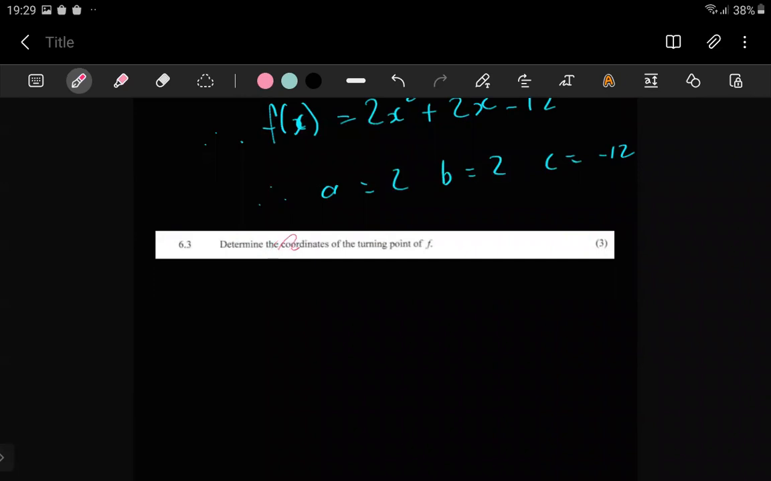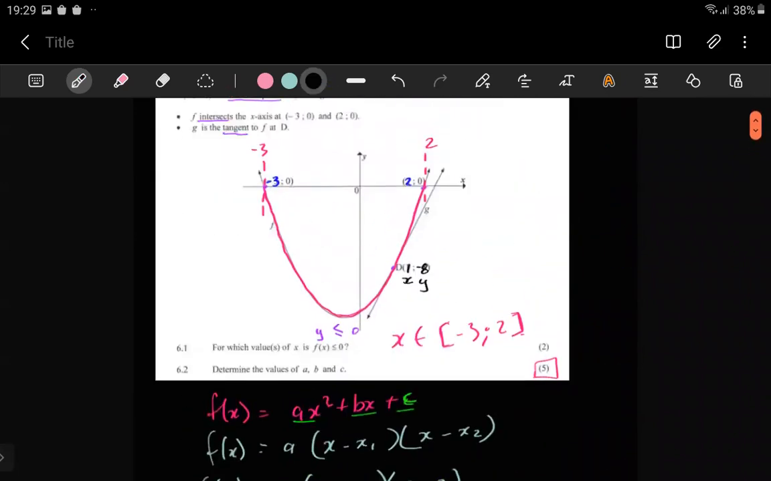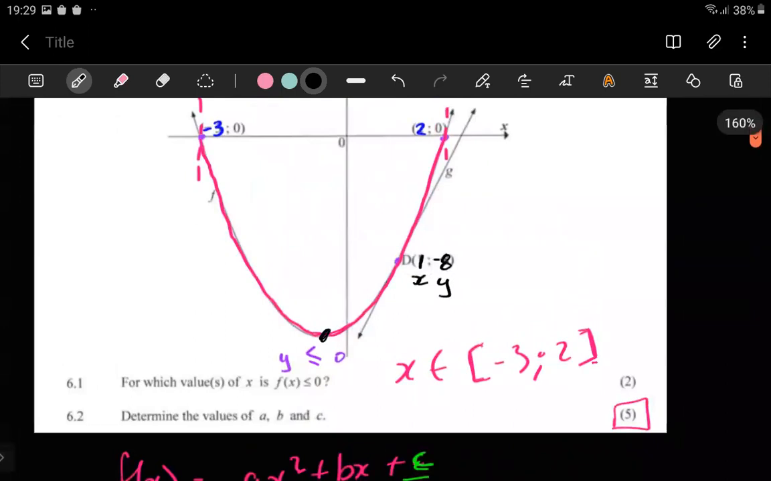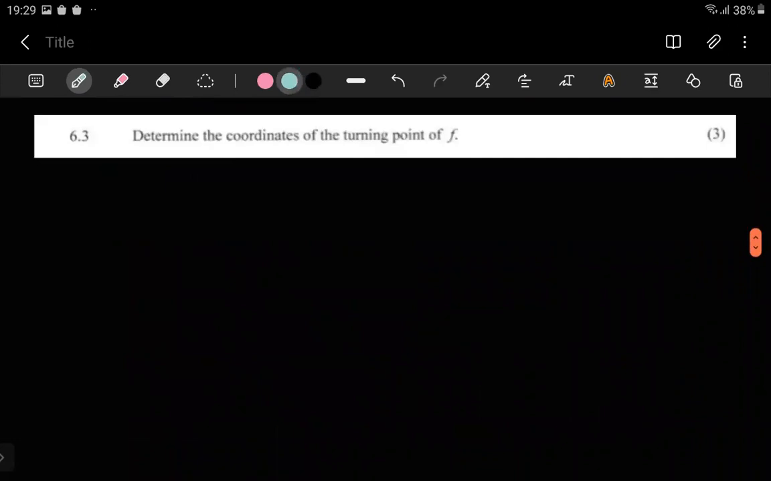It says here we need the coordinates of the turning points of f, which is just down here. You see, this is where the turning point is. Anytime you need to get a turning point, whether it's a parabola or a cubic function, it doesn't matter. The easiest way to do it is to just differentiate and equate that equation to 0.